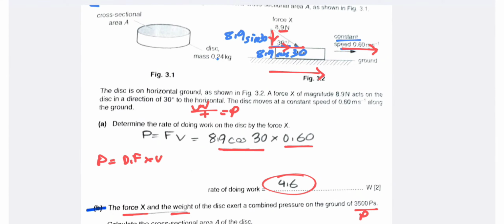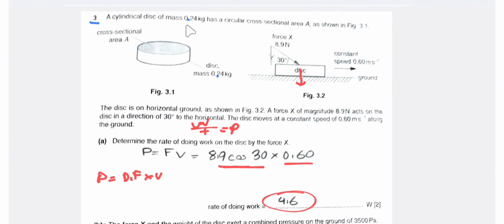So what is force X? This is our force X, that is 8.9, and the weight. So the weight is acting vertically downward. And what is the weight? It has a mass of 0.24. We know that weight is equal to mass into gravitational field strength. So 0.24 into 9.81. So the weight is acting vertically downward.